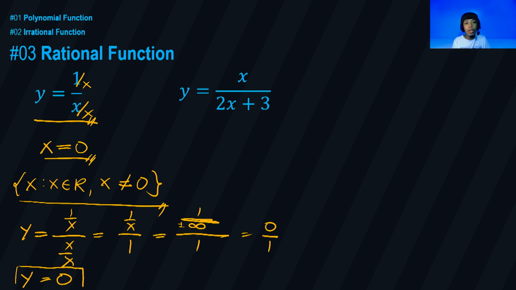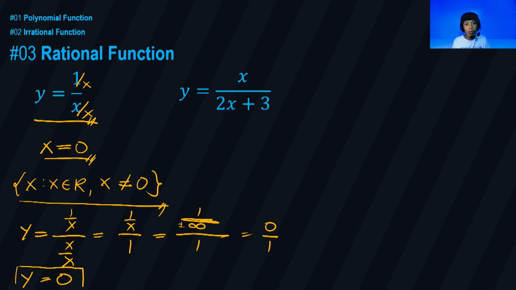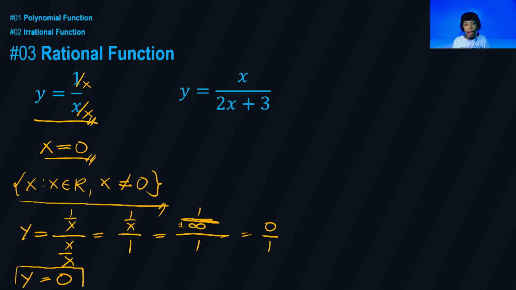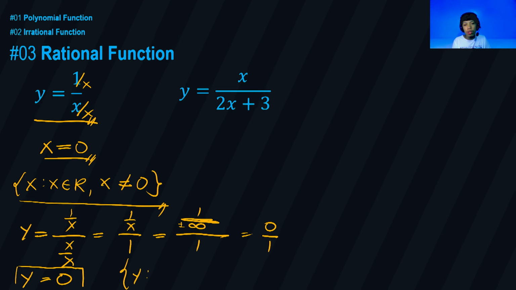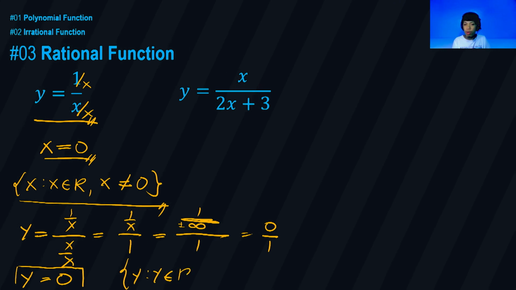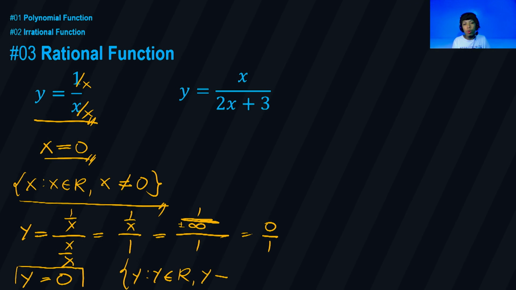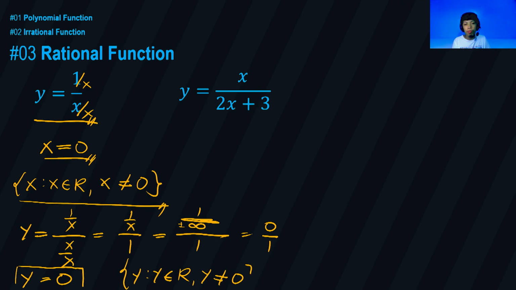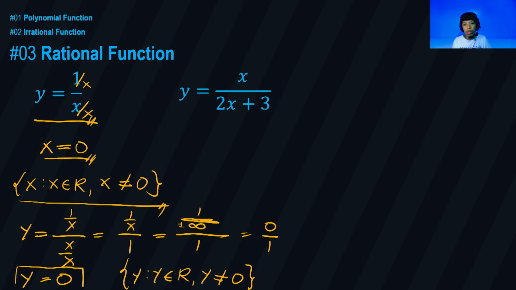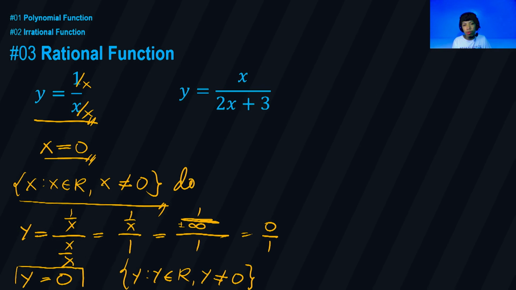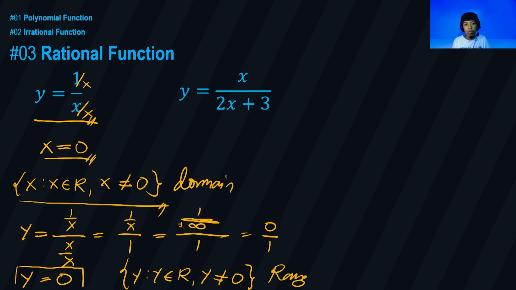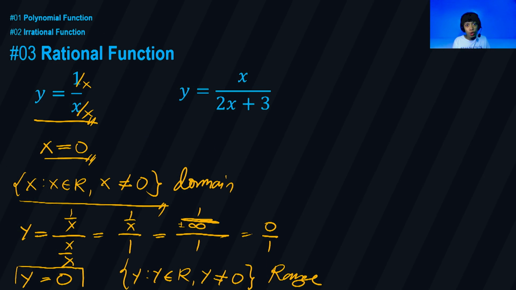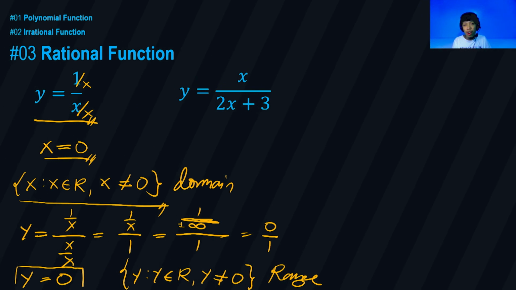This is the only number which is not a possible value of y. So your range will be y such that y is a real number but it should not be equal to 0. This is your domain and this is your range. Okay? So that's how you solve for the domain and range if the given is a rational function.